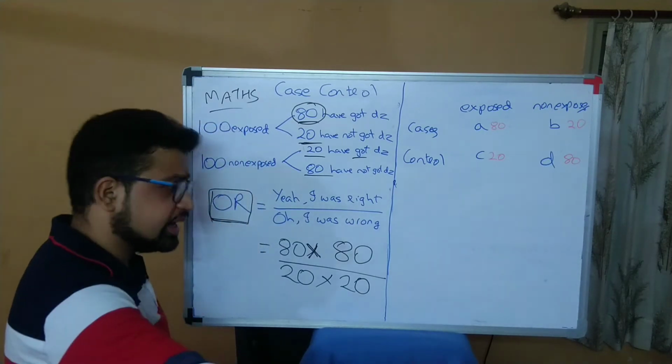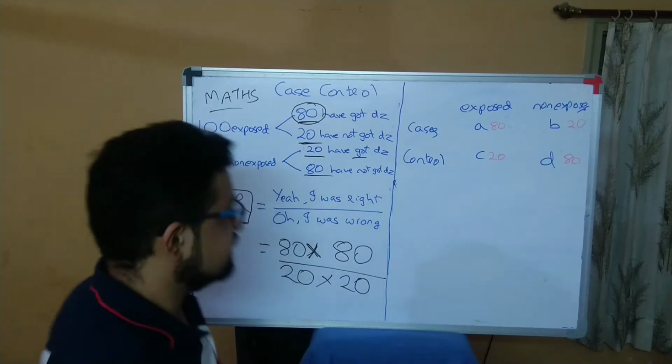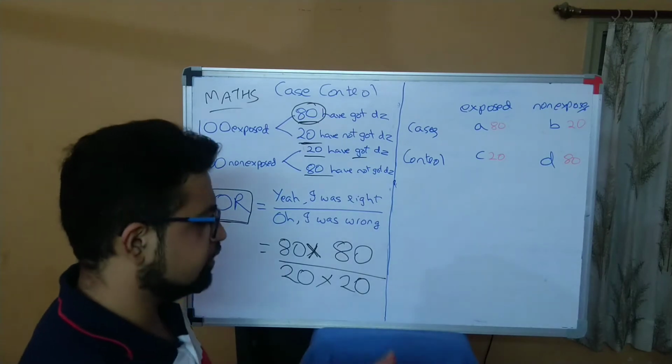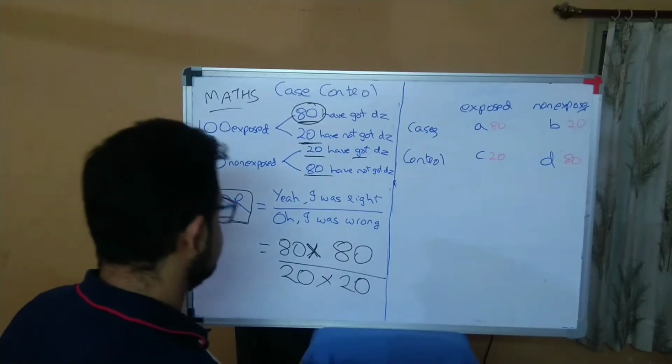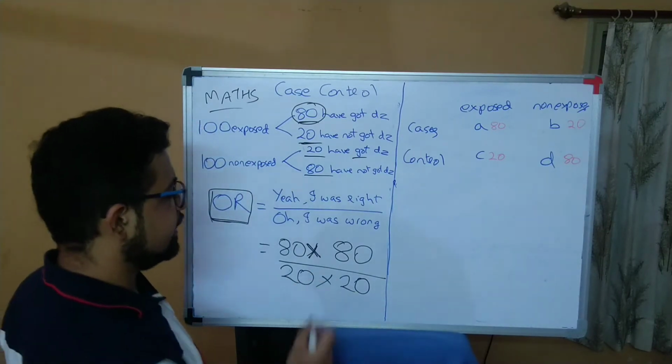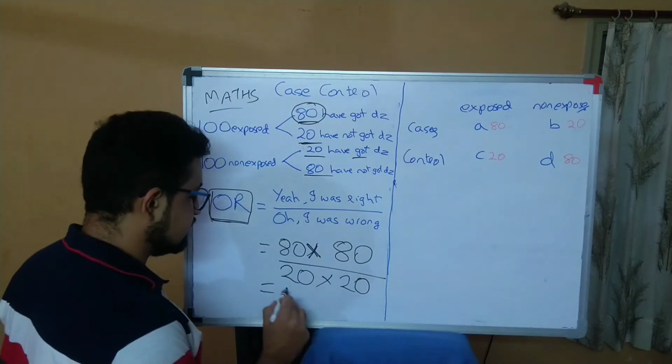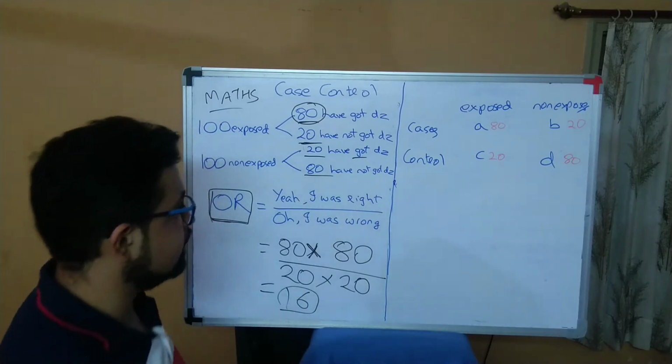Case control, cohort, randomized control trial: 3 different equations, 3 different tables. Don't try to confuse yourself with this stuff. Get the crux, get the concept clear. So 80 into 80 divided by 20 into 20. Maths, 16, right? So 16 is the odds ratio.